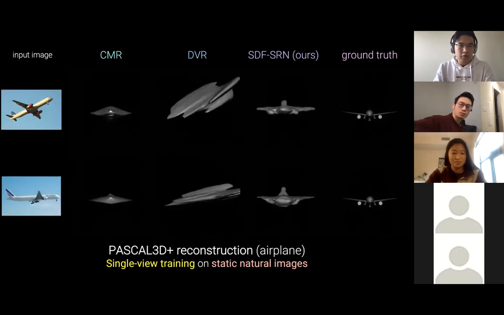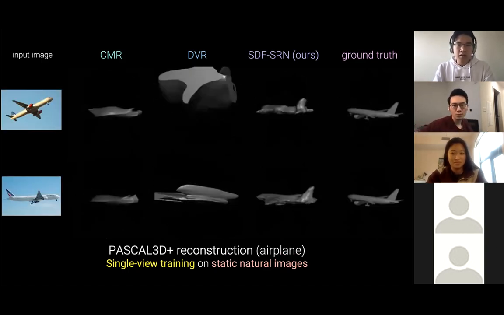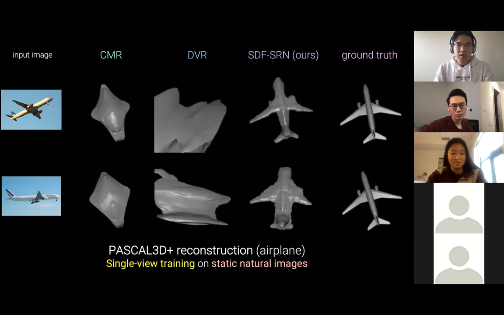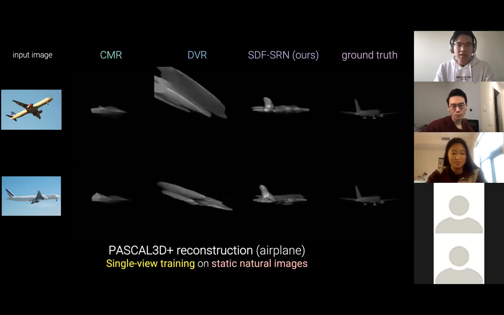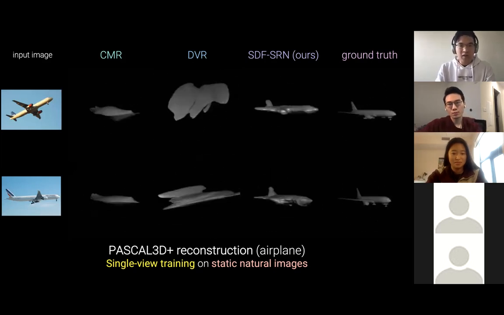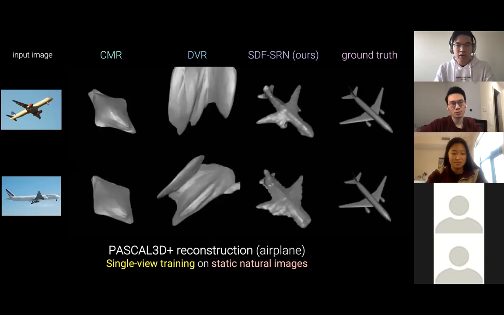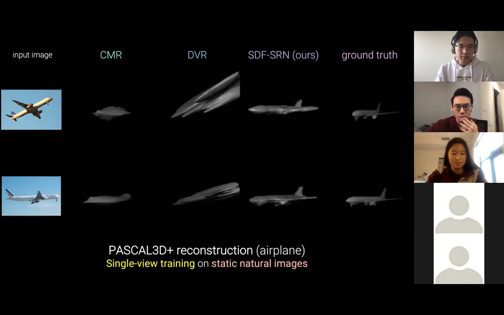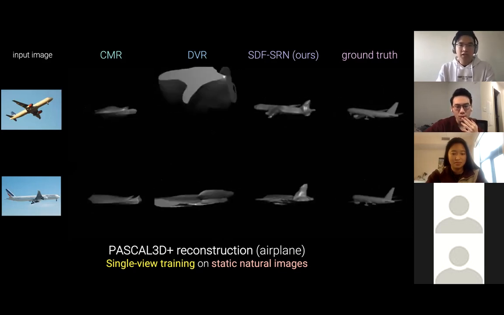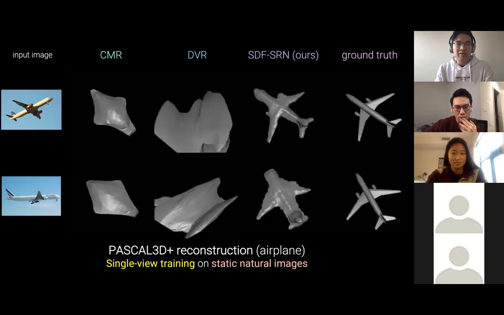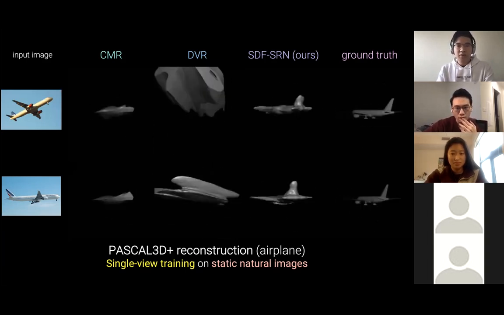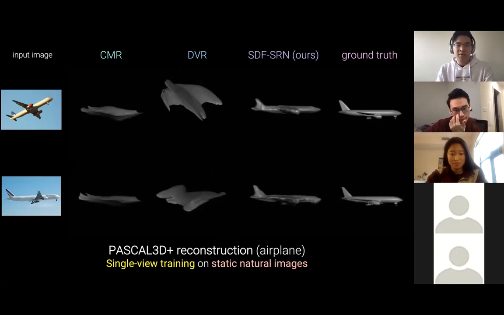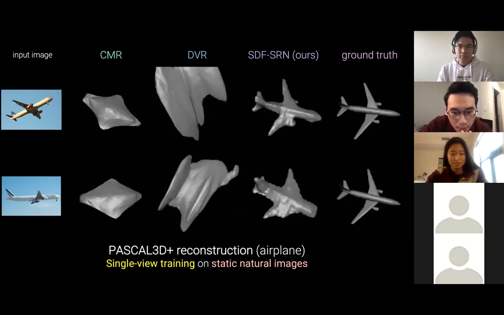And another example is airplanes, which we are also able to reconstruct. I wouldn't say it's perfect, but we can start reconstructing pretty reasonable shapes from these natural images here. I want to emphasize that we do have to assume that we have silhouette annotations, and we do have to assume that we know the camera poses here.